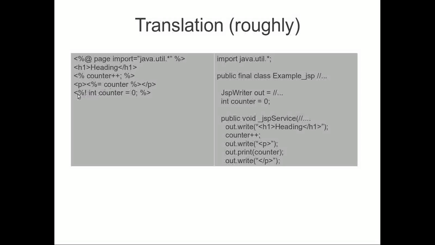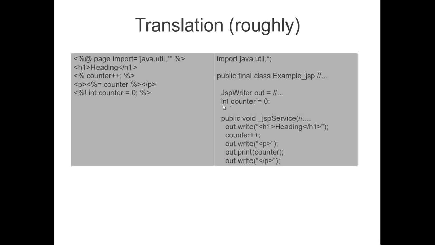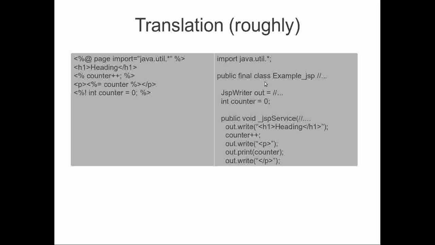Finally, we see there's a declaration down at the bottom. And remember, declarations get copied above the service method inside of the class. So although this was at the bottom of the file, it's a declaration, so it gets copied outside of the service. So counter is going to be initialized when this class is instantiated, and then it's going to be available to the service method, and the value is going to stick around.